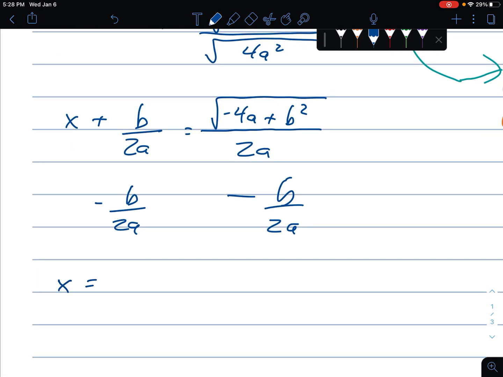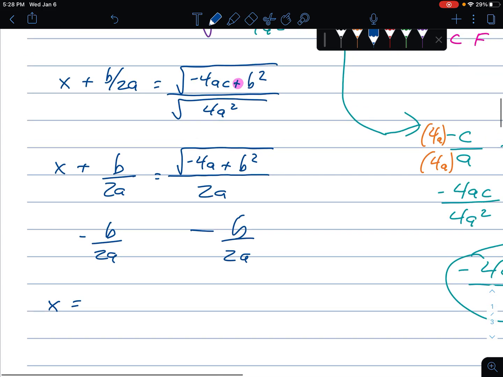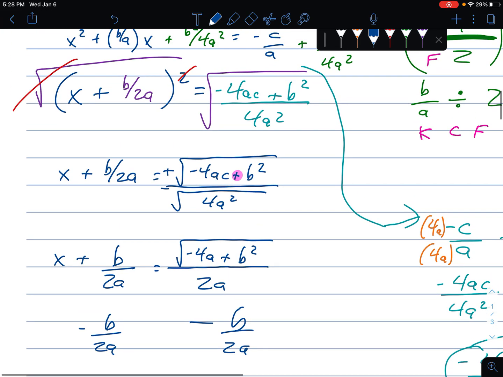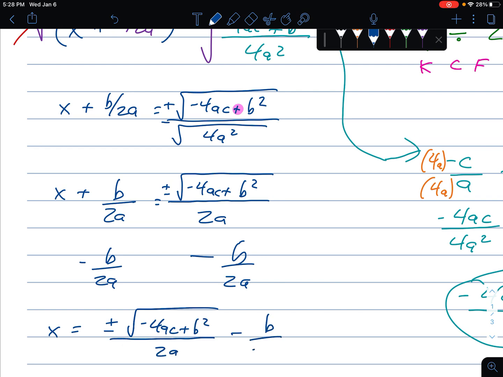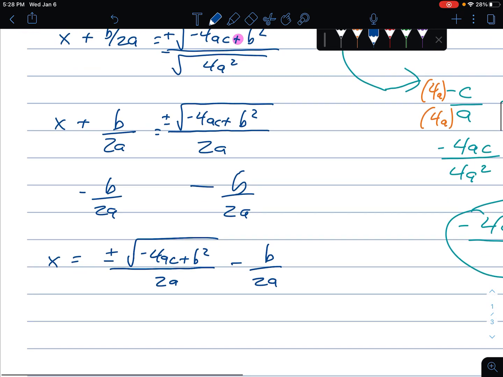I get x is equal to, this was also a plus minus. My bad. This was a plus minus way in the beginning. Plus minus. I took this out. Okay, so now I have my plus minus, my radical, negative 4a, this was a c I forgot to write, plus b squared all over 2a minus b over 2a. Wow, how nice. There's a 2a here and a 2a here.